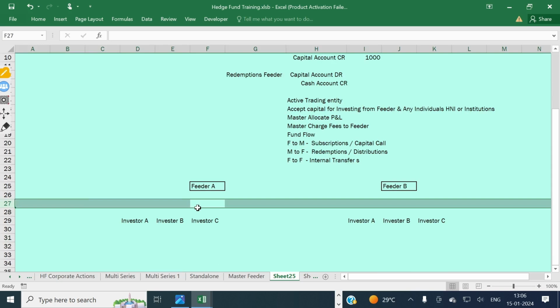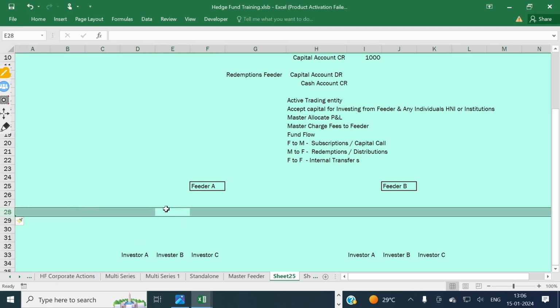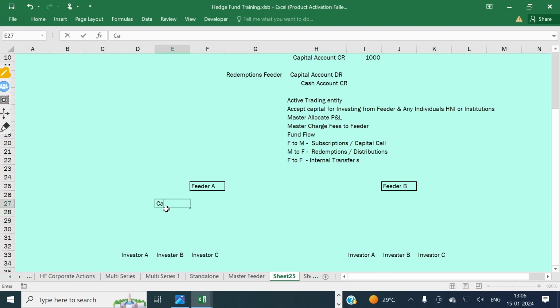Then under feeder, have we recorded under feeder? Let's say feeder fund has received subscription from investor. First you need to prepare the entry where investor processing, so it means investor invested. This one is different activity.